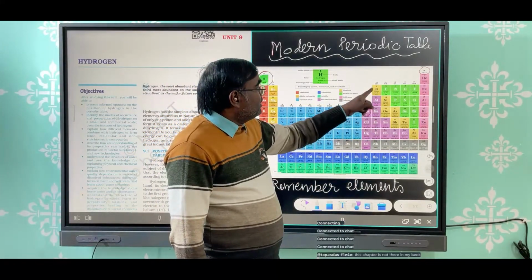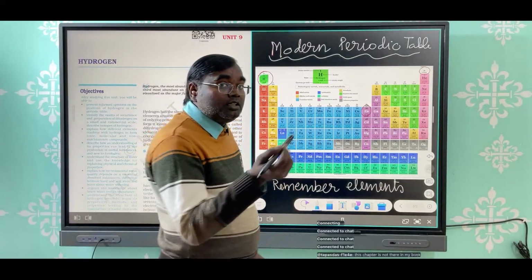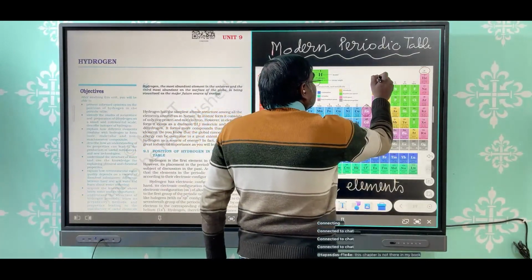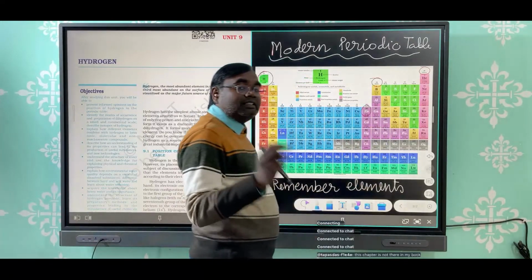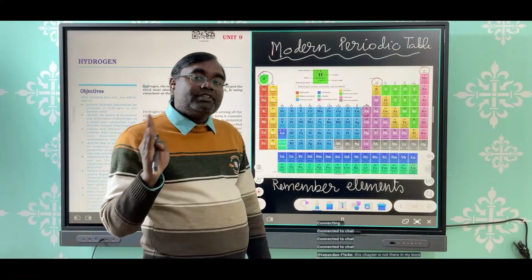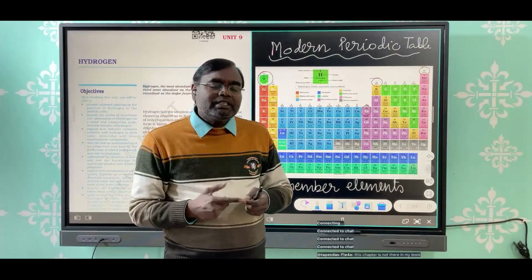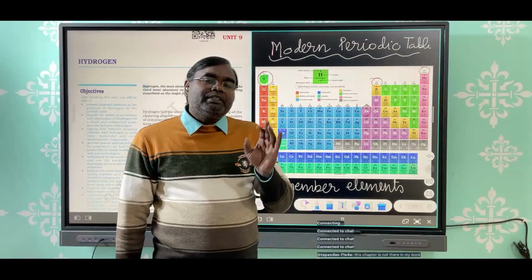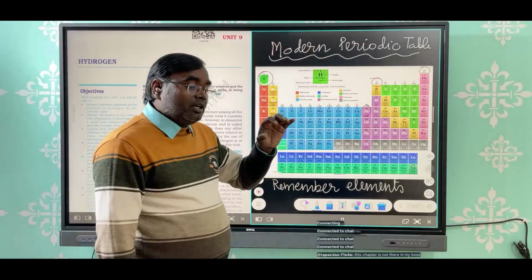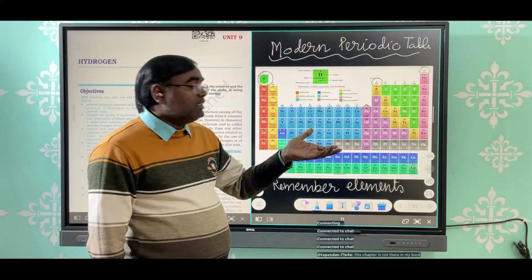These are the very important elements also, boron, aluminum. These are the valency 3 elements. They all are having the valency 3. So if it is asked in your academic exams, write all those elements that contain the valency 3.